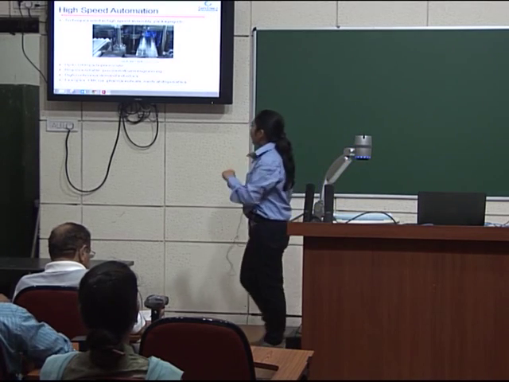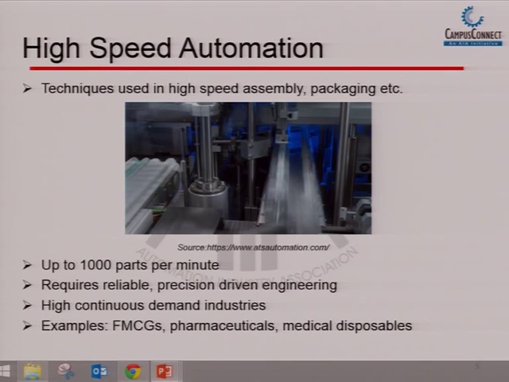Examples where high-speed automation is used mostly are FMCGs, that is fast-moving consumer goods, then pharmaceuticals and medical disposables. PCBs, yes, that is also high speed. As of now, when we talk about our machines as an example, we mostly target these industries. PCBs are also run at very high speed because of the large production volume that is required.